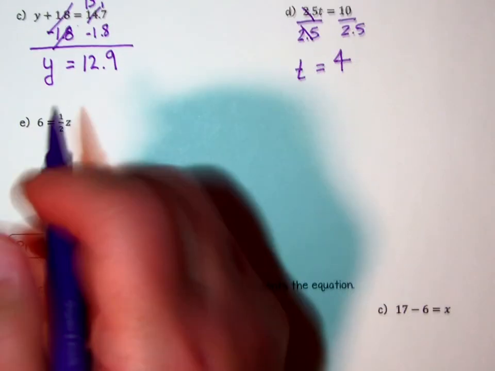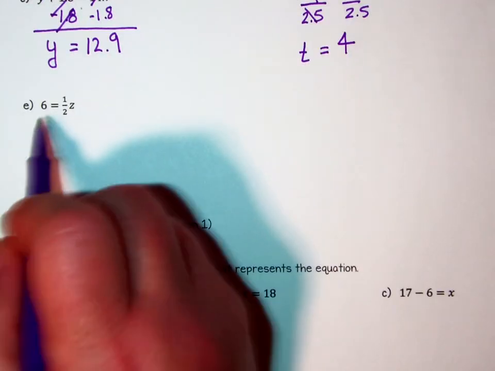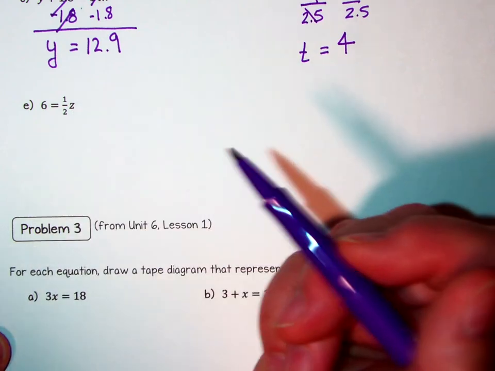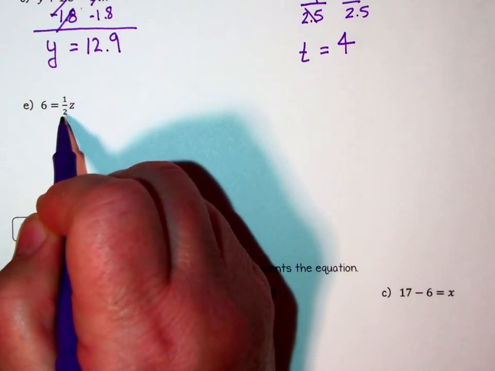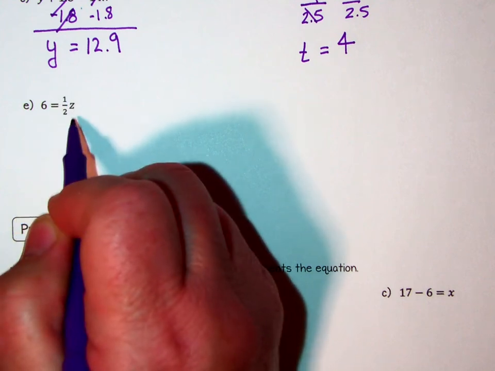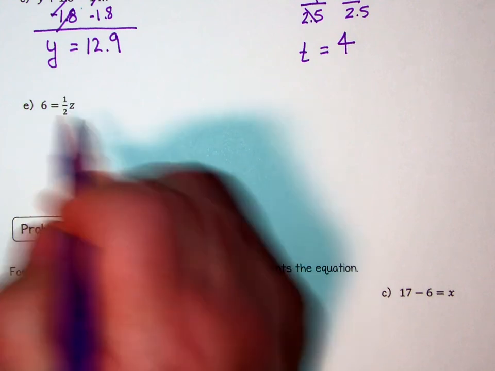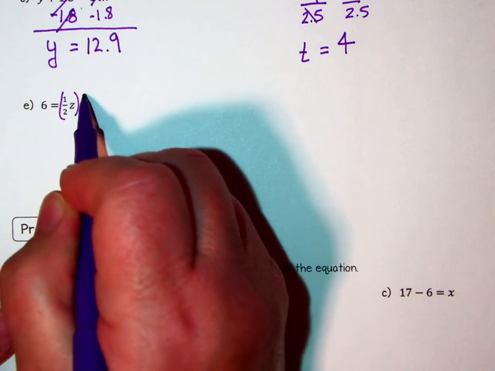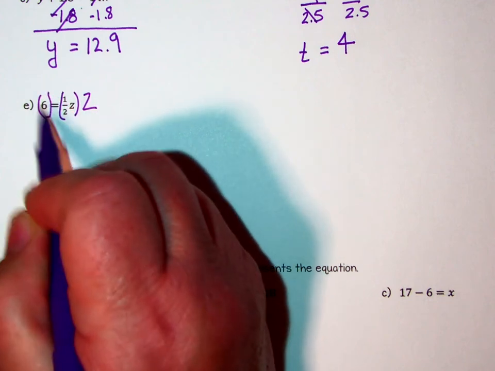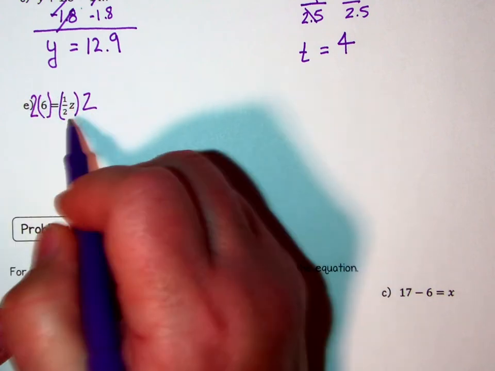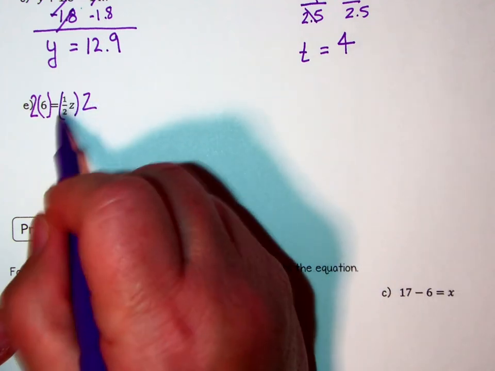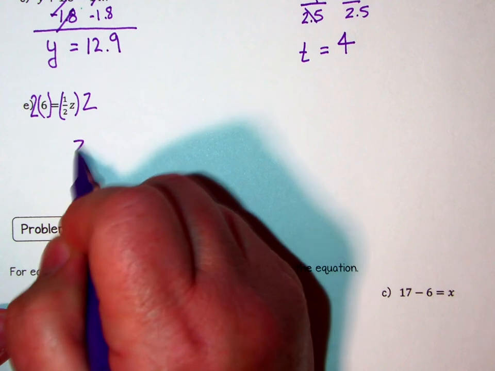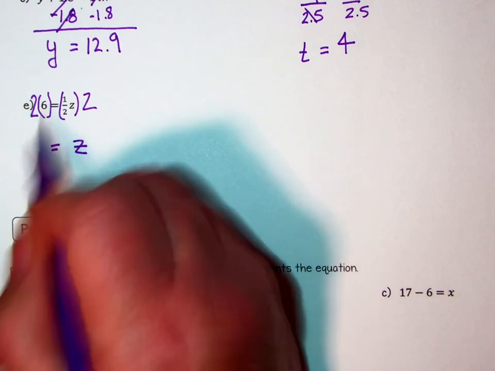I misspoke. All right, now E, I have 6 is equal to 1/2 times Z. I want 1Z, not 1/2 Z. So I'm either going to divide both sides by 1/2 or multiply both sides by the reciprocal of 1/2. And that's what I would choose to do. Because the reciprocal of 1/2 is 2. 1/2 times 2 is 1. I should have written this out separately. And then 2 times 6 is 12.